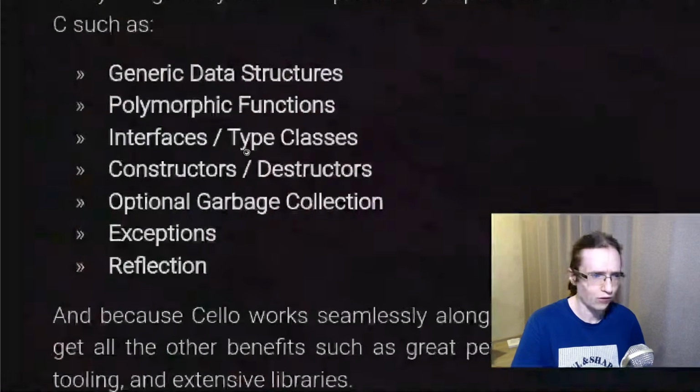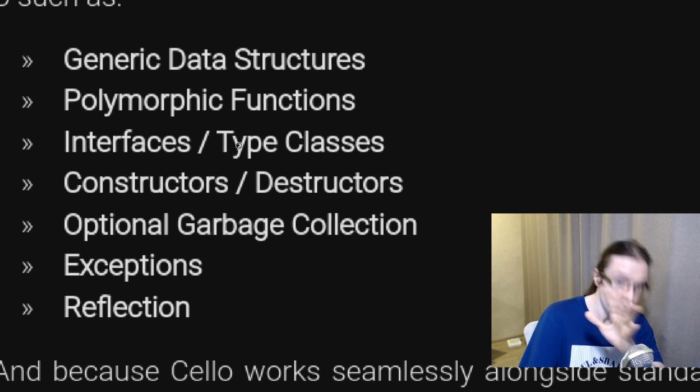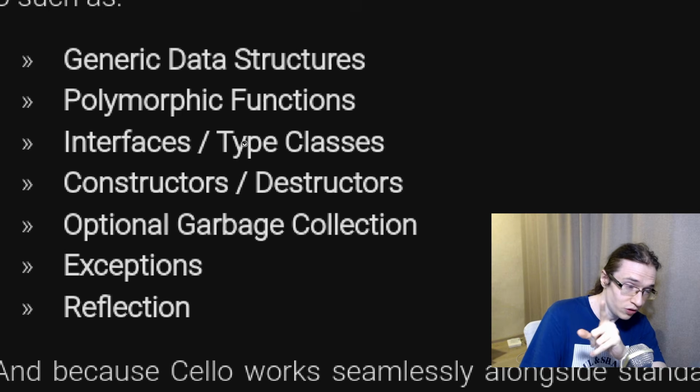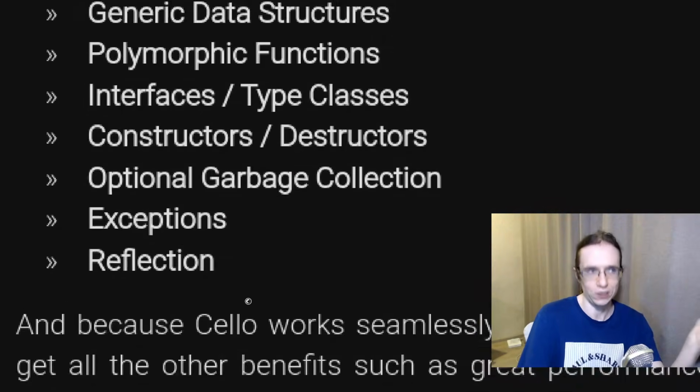So here's the list of things that this library supports: optional garbage collector, generic data types, polymorphic functions, interfaces, type classes, constructors. Pure C, not C++, mind you. Constructors, destructors, optional garbage collection, exceptions, and reflection.